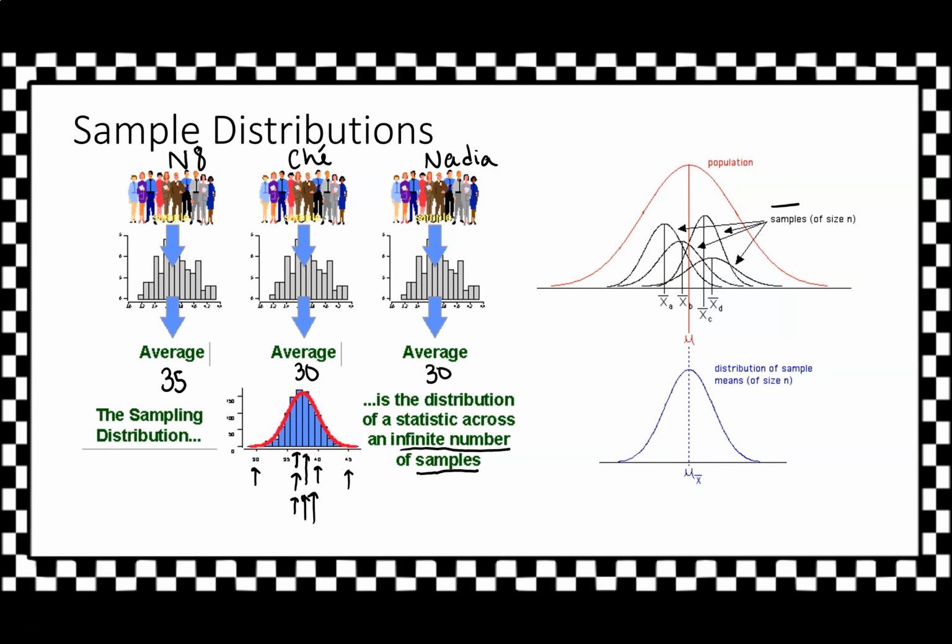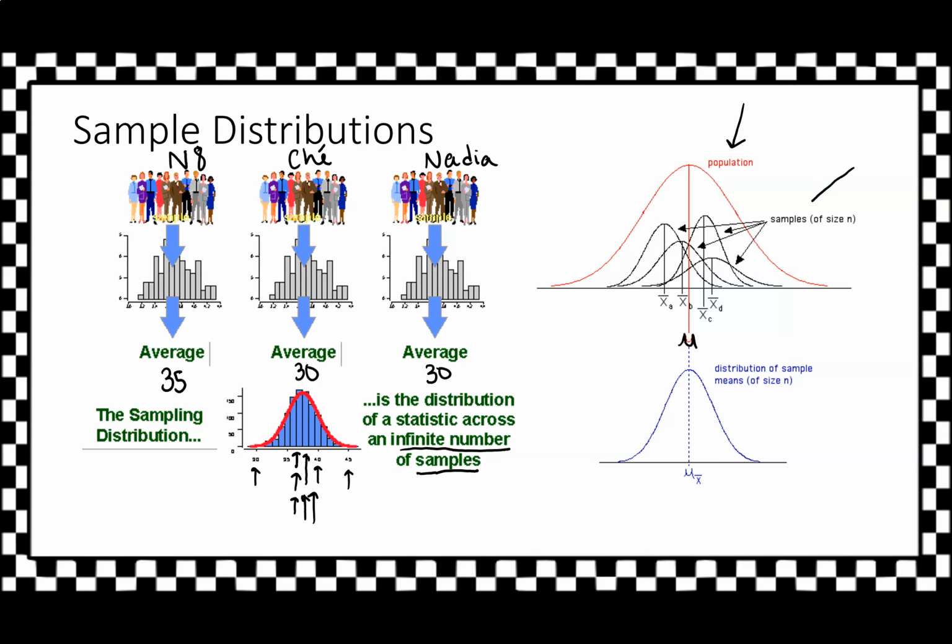Here's a quick picture. I'm not sure it's going to help. If it does, great. If it doesn't, no big deal. But let's consider this red curve, the population. Now the population average, which we've discussed previously, is called mu.